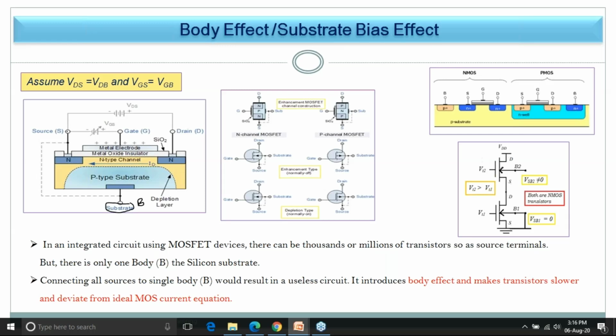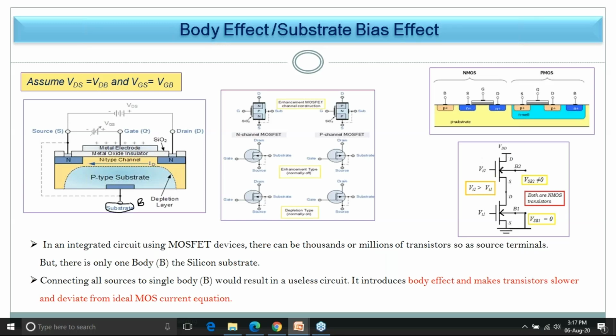And if you are considering this source is not connected to body, then your VGB will be different than the VGS. This VGS will be different than VGB, because if bulk is connected to different potential, then my voltage will not be the same. So every time whenever we are operating this MOSFET, we have to consider VGS is nothing but VGB, because we are connecting source with this bulk.